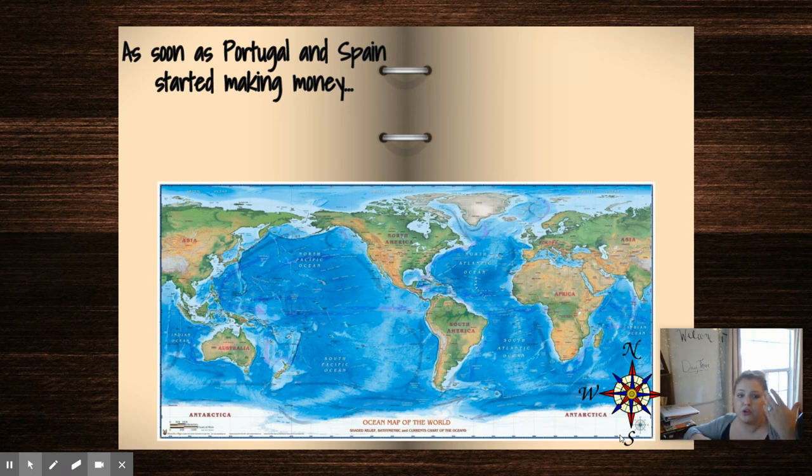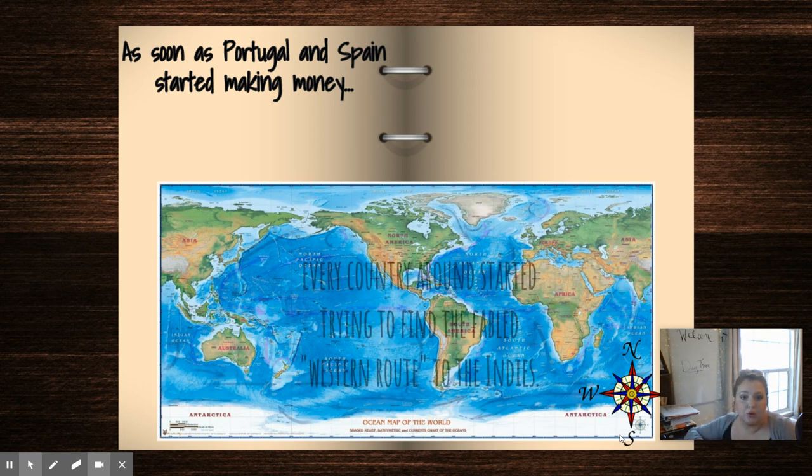So as Portugal and Spain started making more money, other countries in the world started to say, hey, we should try to find a route to the Indies too, because they found all this stuff in the meantime. So we need to figure out a way to develop wealth for our nation. Because there was this belief that there's only a finite amount of wealth in the world, meaning there's only so much, and to make sure that your country is secure and powerful, you need to have a slice of it.